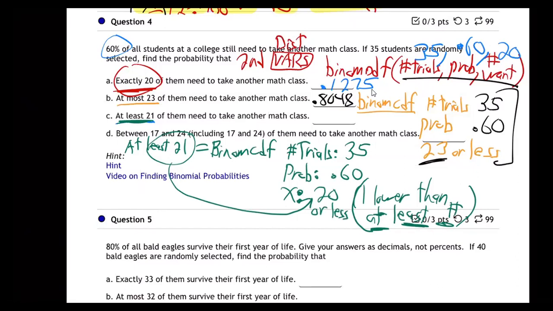Now, but we want at least 21, right? That's the opposite, isn't it? If I said I want at least 21 students, that means 21 or more. At least 21 means 21 or more. So this is the opposite here. 20 or less is the opposite of what we want.